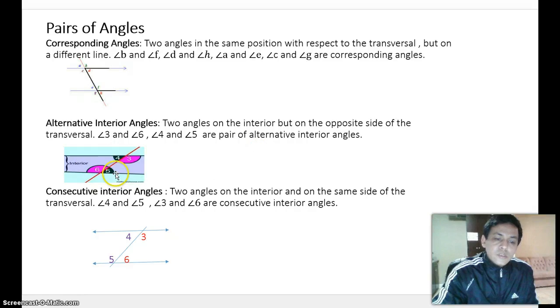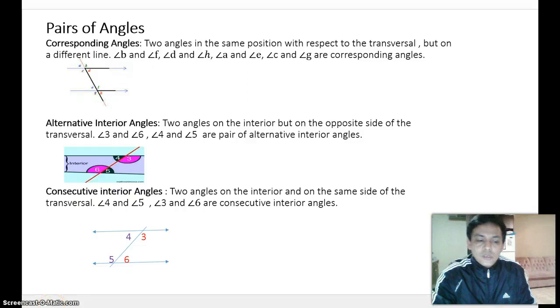The third one is consecutive interior angles: two angles on the interior and on the same side of the transversal. We can see 3 and 6, 4 and 5 in the same color. So angle 4 and angle 5, angle 3 and angle 6 are pairs of consecutive interior angles.